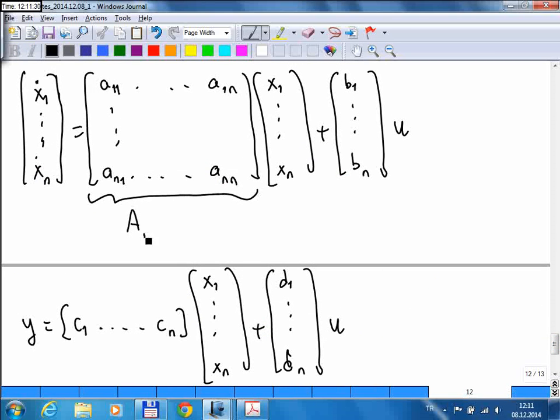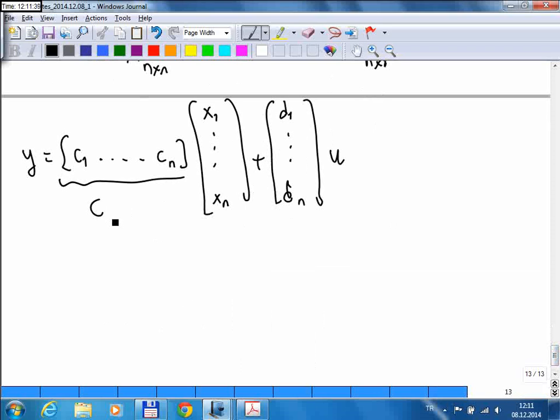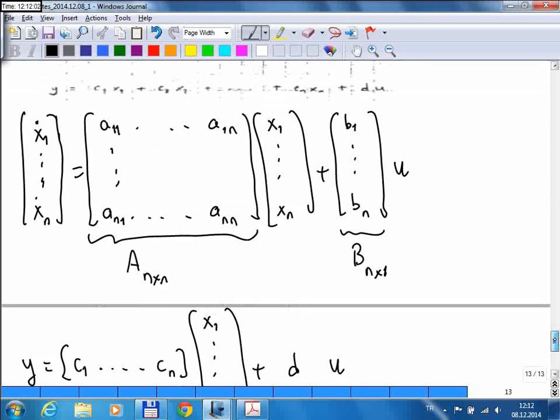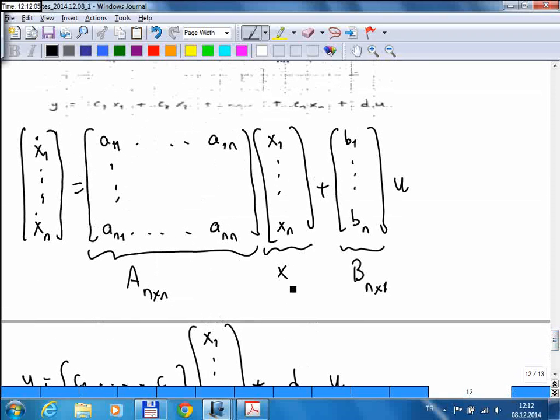So we call this A. It's an n by n matrix. This matrix is called B. It is n by 1. Then the C matrix, which is 1 by n. And D should be dn, right? So let's do it like that. And we call this x vector. So this is x, an n by 1 vector, and this is x dot. That's also n by 1.